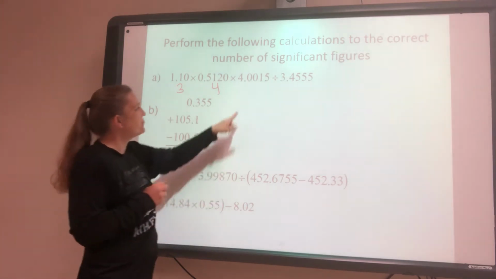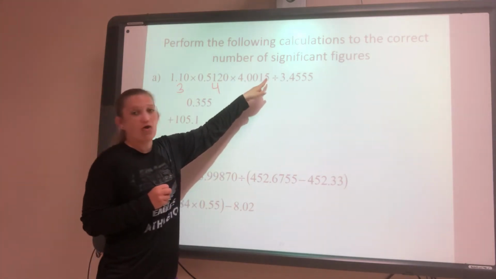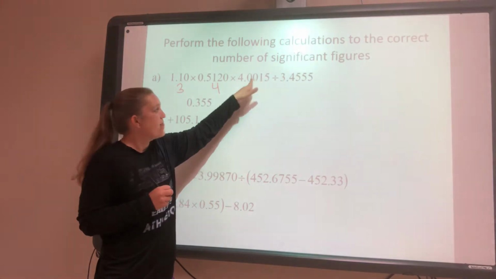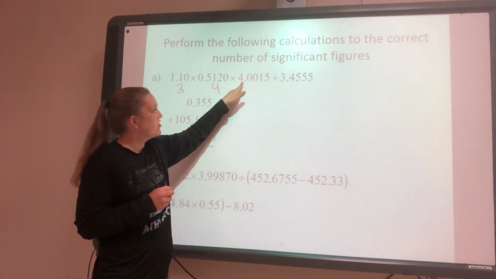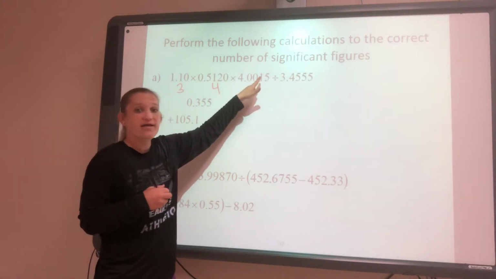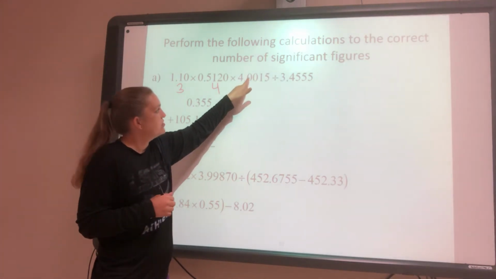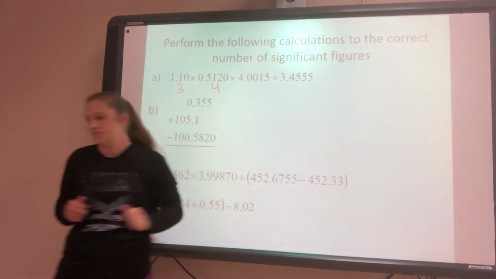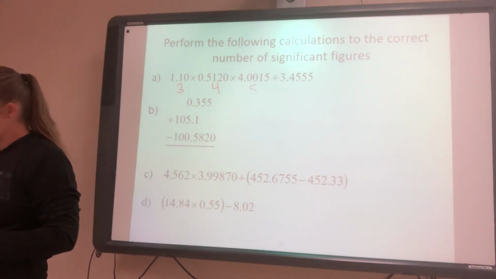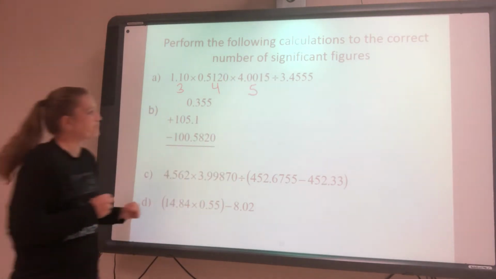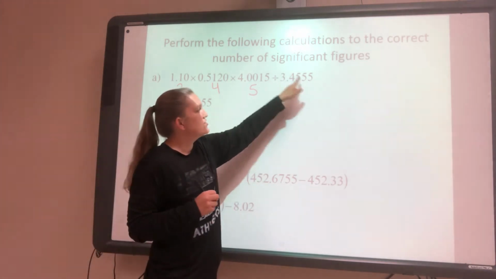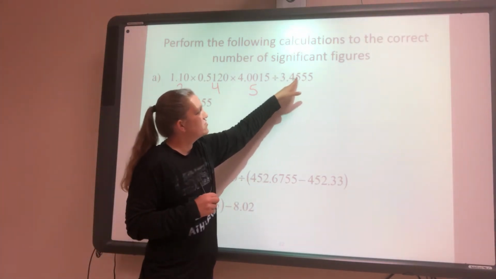All right, next one. The 4, the 1, and the 5 count because they're non-zeros. These zeros are interior because if I go to the left or if I go to the right, I hit a non-zero number. So that means they count. So 1, 2, 3, 4, 5. Okay, all of them are non-zero, so they all count. So 1, 2, 3, 4, 5.